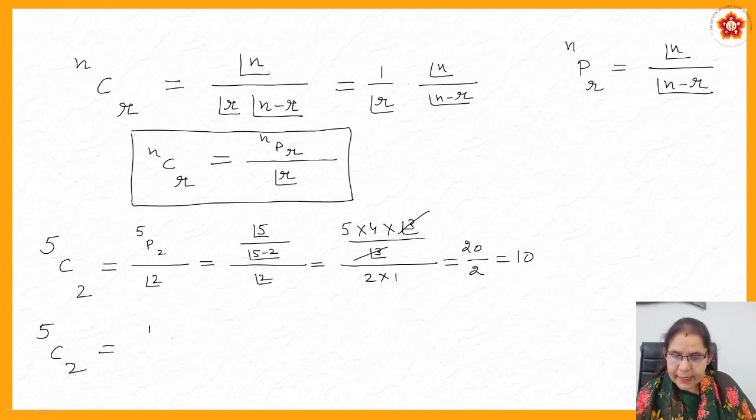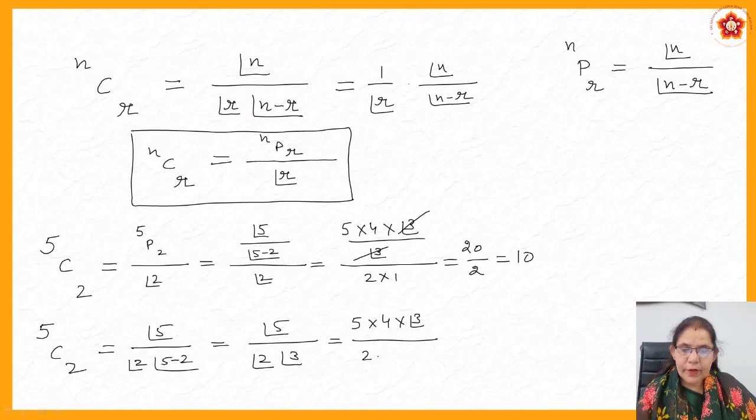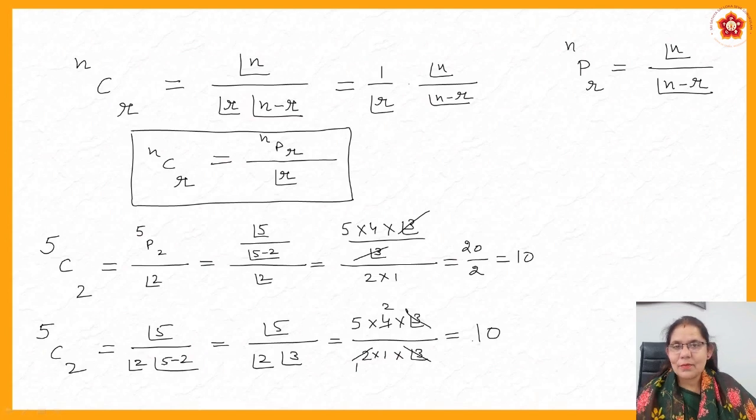Or you can do it directly also: factorial 5 upon factorial 2 into factorial 5 minus 2. Use the method with which you are comfortable. Now factorial 5 can be written as 5 into 4 into factorial 3 divided by 2 into 1 into factorial 3. This gets cancelled. It is 10.